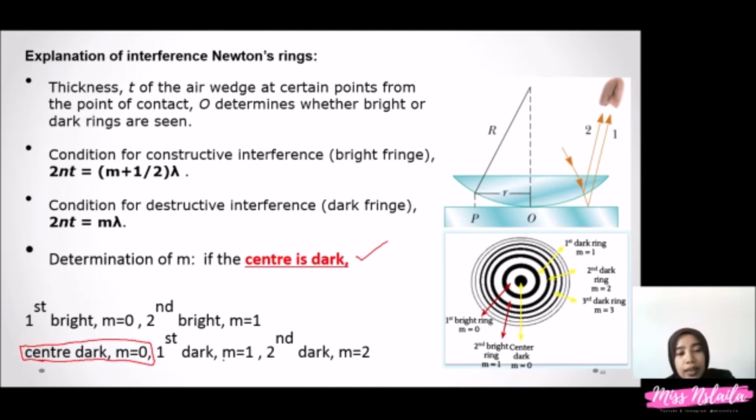So, for first dark, m equal to 1, second dark, m equal to 2. But for bright, first bright, m equal to 0. Second bright, m equal to 1. So, if you have the third bright, m will be equal to 2.